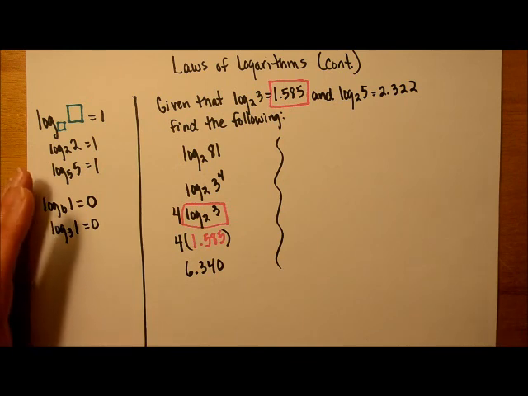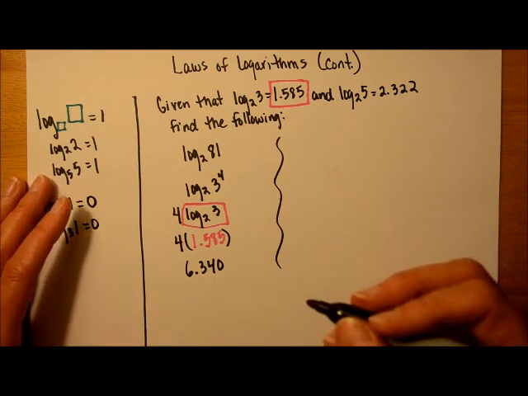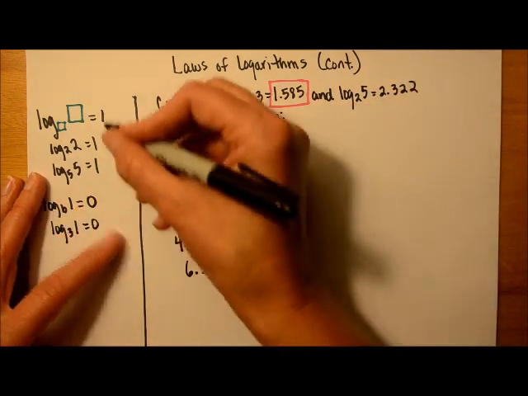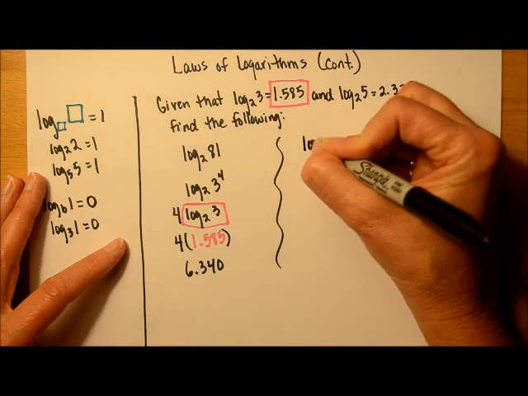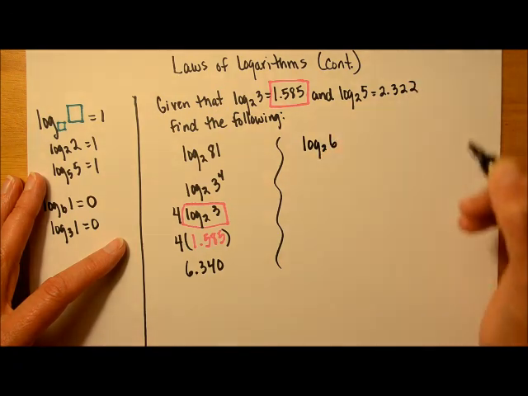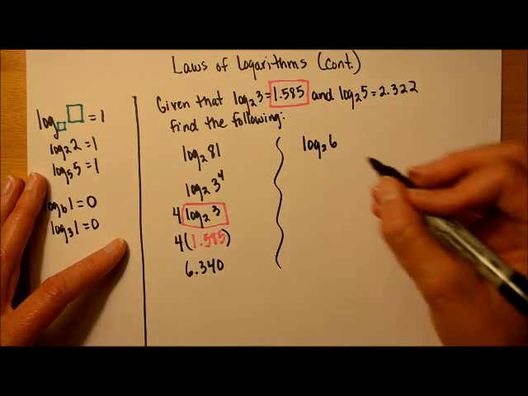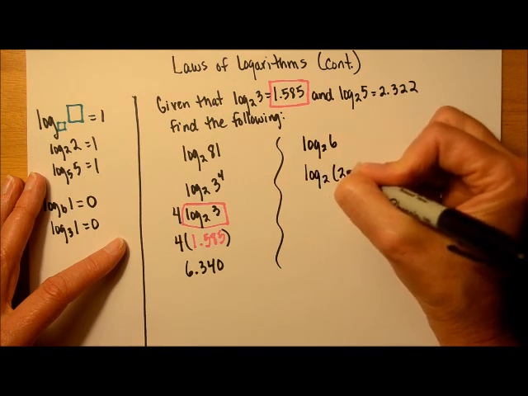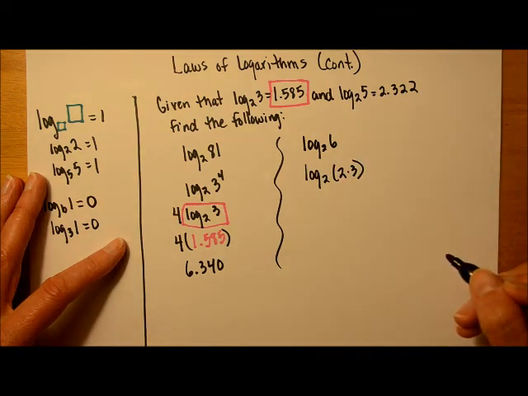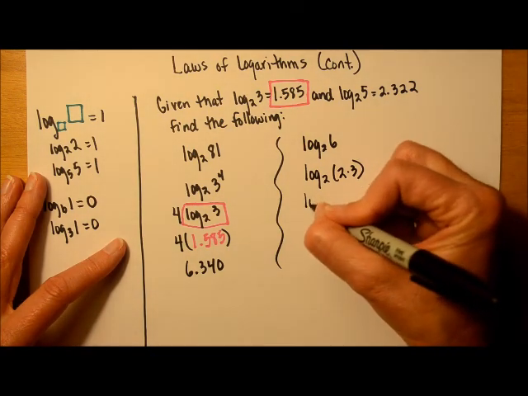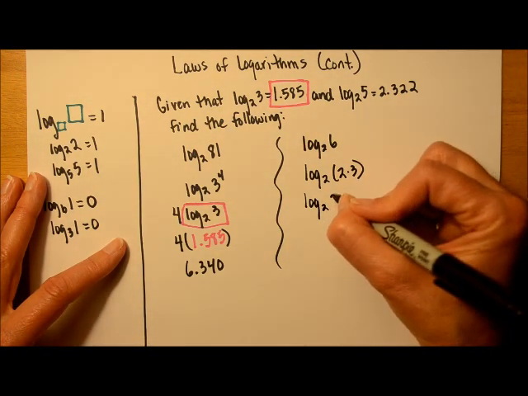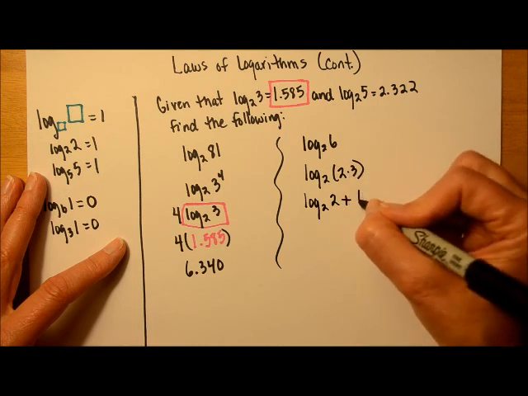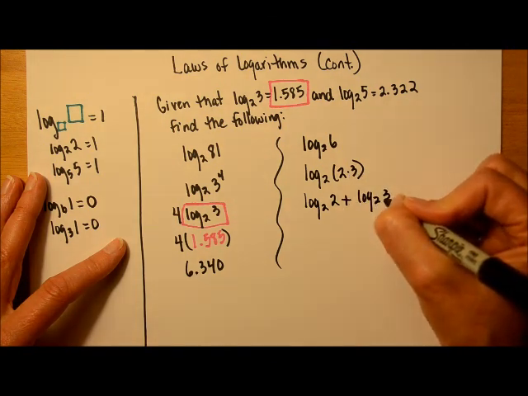All right, here's another one for you. Just kind of explain this. So log base 2 of 6. Well, log base 2 of 6 could be log base 2 of 2 times 3. And now I'm going to split it up. Log base 2 of 2, it's multiplication. I know if multiplication I'm going to go to addition. Log base 2 of 3.